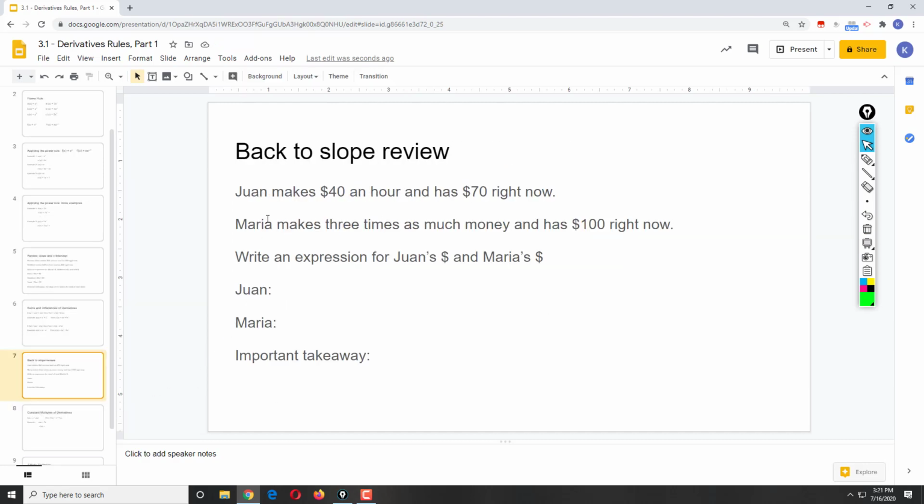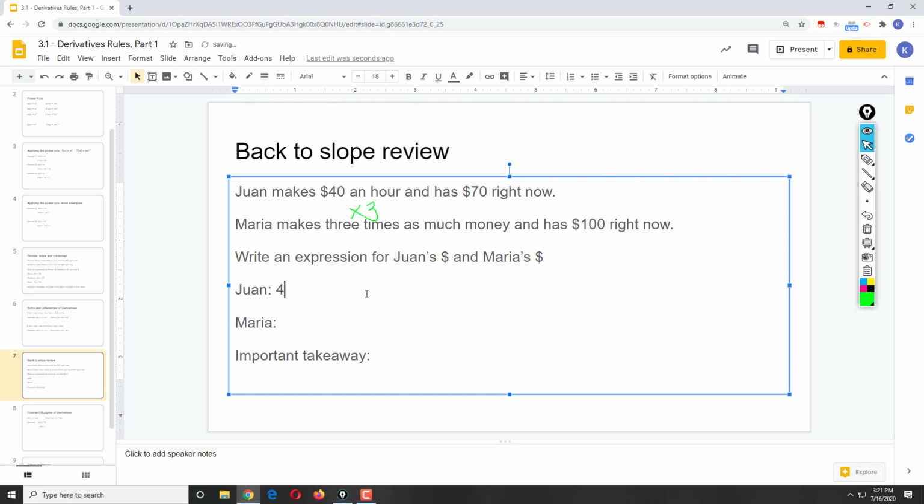One more. Back to the slope review. If Juan makes $40 an hour and has $70 right now, Maria makes 3 times as much money and has $100 right now. 3 times means times 3. So we know that Juan is going to be 40x plus 70, because 40 is the slope, 70 is the y-intercept. Maria makes 3 times as much money per hour. If Juan makes 40, that means Maria makes 40 times 3, which is 120. She makes a lot of money per hour, and she has $100 right now.